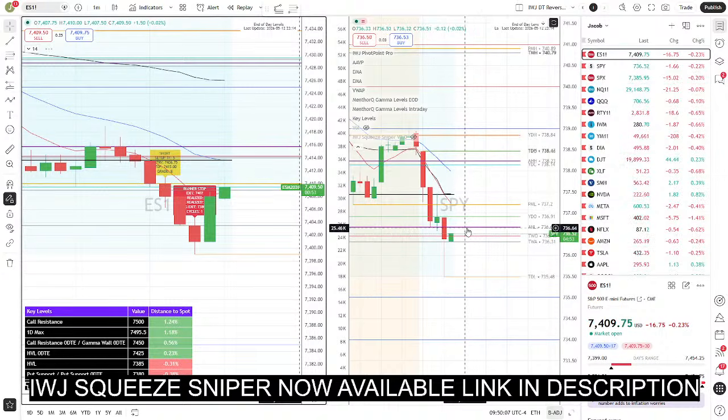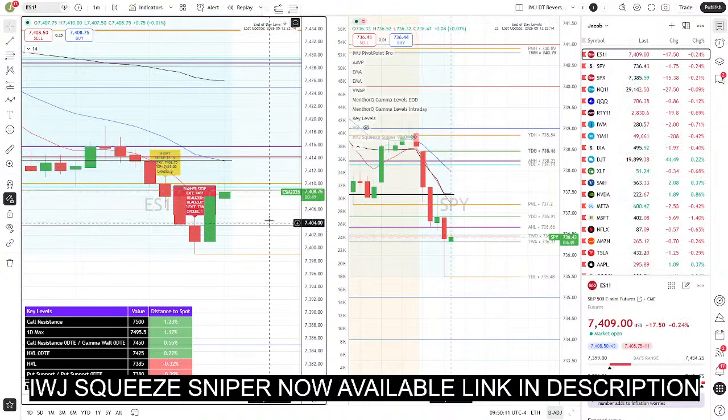A back test of the after hours low would be pretty normal here. 77.36.66 or 74.10, which they just tagged and rejected. We'll see if they can now push down.